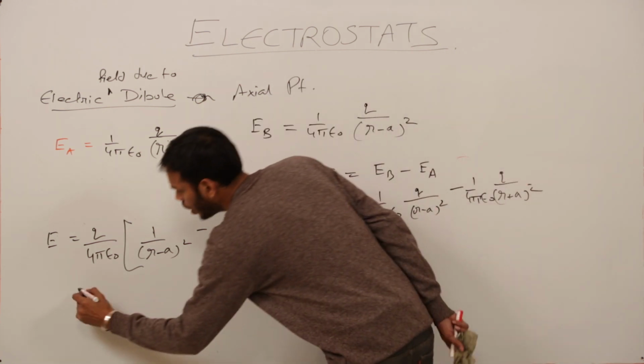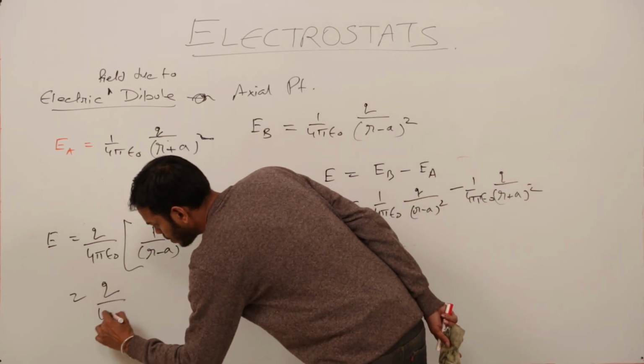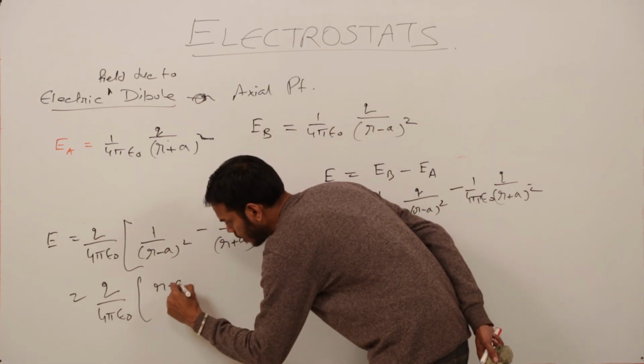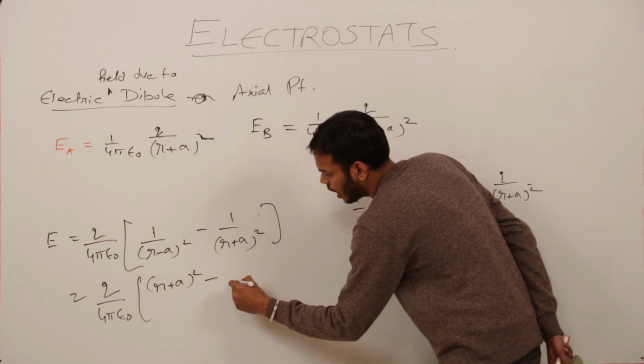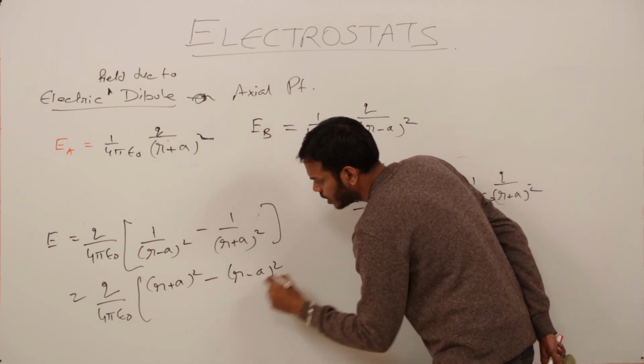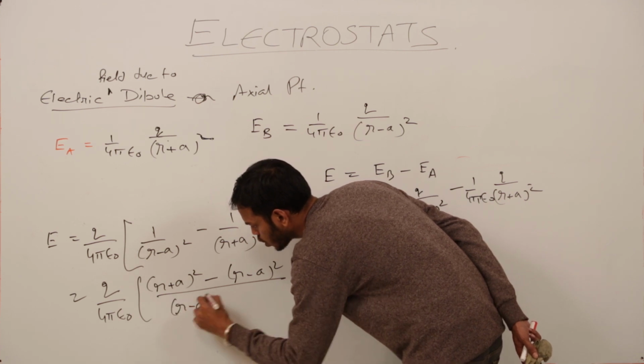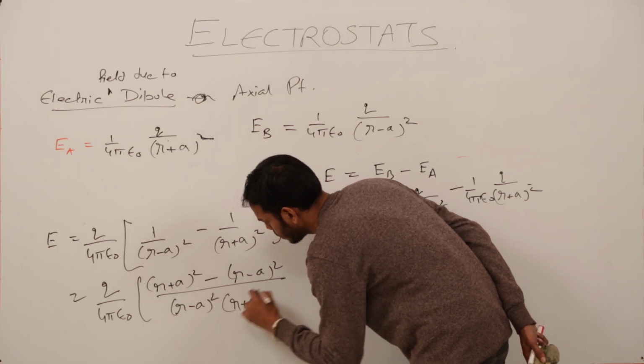So here it will be what? Q upon 4 pi epsilon naught, taking (R plus A) whole square this side, minus (R minus A) whole square this side, upon, I have to multiply these two, (R minus A) whole square into (R plus A) whole square.